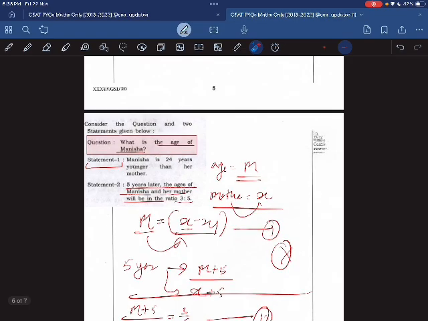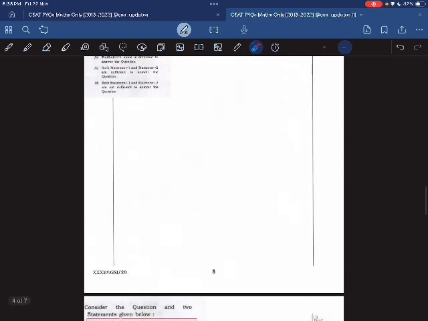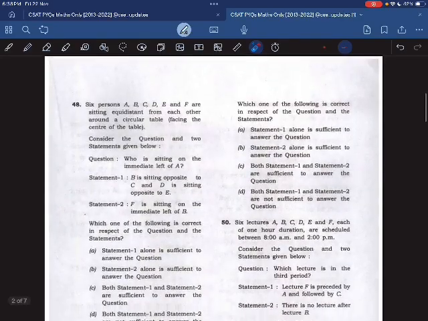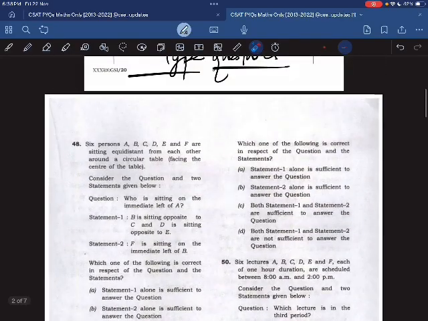Okay, so this is the right and the correct way of solving this question. So from this we can say that statement 1 alone is not sufficient to answer the question, and similarly statement 2 is also not sufficient to answer the question.